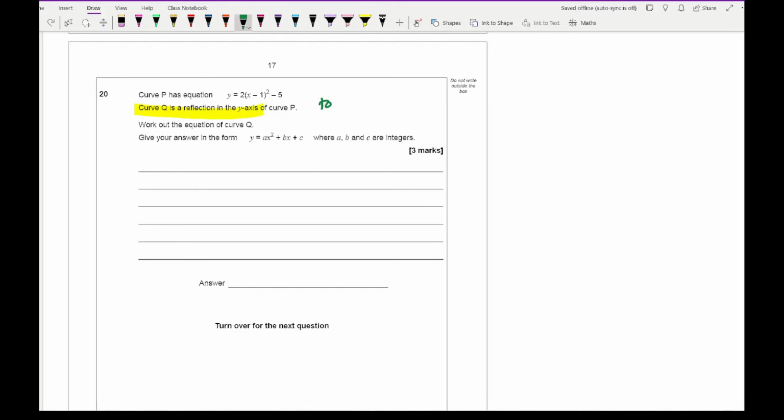So to reflect in the y-axis, change the sign of x. So what we're going to have then is y equals 2, and it's going to be (minus x minus 1) squared minus 5. So what I'll then want to do is expand this out and show it equals this.